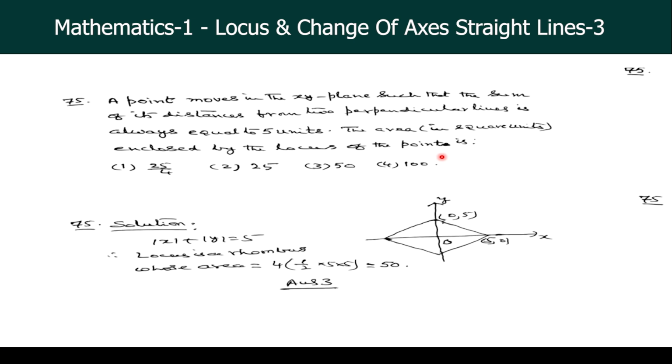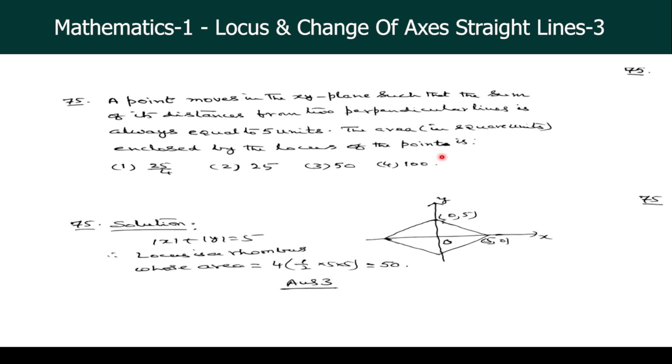Okay. You take the two perpendicular lines as the x and y axes, without loss of generality. Now, the distances of point P(x, y) from the x and y axes are nothing but mod x and mod y. So their sum is equal to 5, that is, mod x plus mod y is equal to 5.